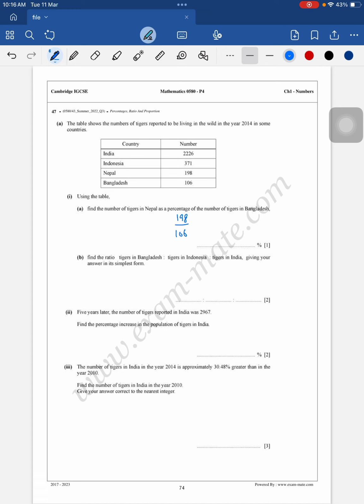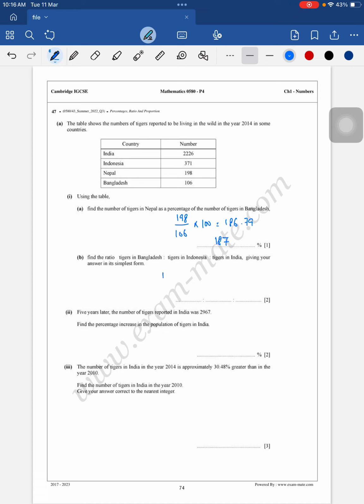So we have 106, 1.86, and as a percentage, so multiplied by 100, we have 186.79, or we can say that 187. It was coming out to be 187.79, so 187%. Right? Find the ratio tigers in Bangladesh, tigers in Indonesia, tigers in India.